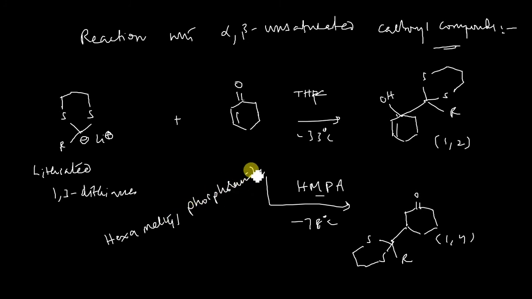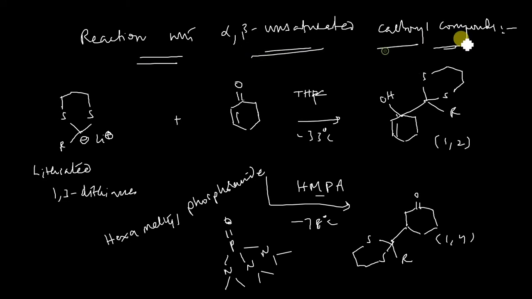Hexamethyl phosphoramide. That means there are totally 6 methyls we have. Hexamethyl phosphoramide. This is one kind of application of lithiated 1,3-dithianes. When you treat with the alpha beta unsaturated carbonyl compound, they give you both 1,2 as well as 1,4 addition products, depending on the reaction conditions.